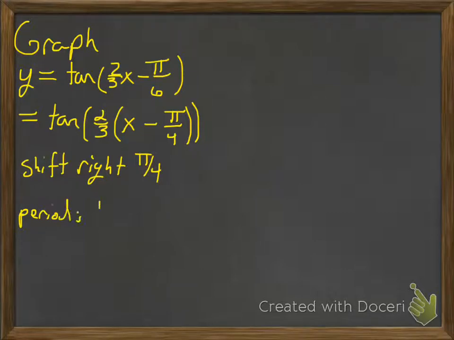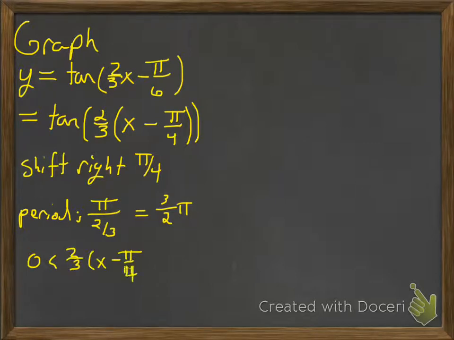So the period of a tangent function is pi, so pi over the k. Flip that and it becomes 3 over 2 pi. Again, the period is of length pi, so we could either go from negative pi over 2 to pi over 2, or we could go from 0 to pi, and we got to put the argument in there. We'll multiply both sides by 3 over 2. And then add pi over 4 to both sides, or all three sides of the inequality.